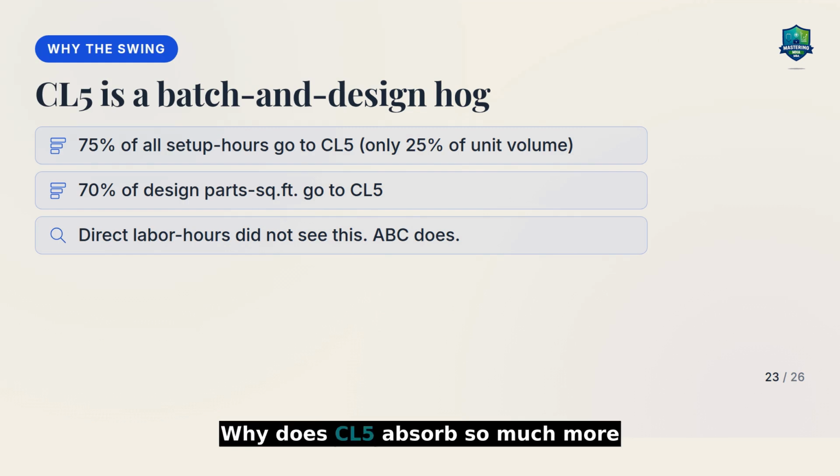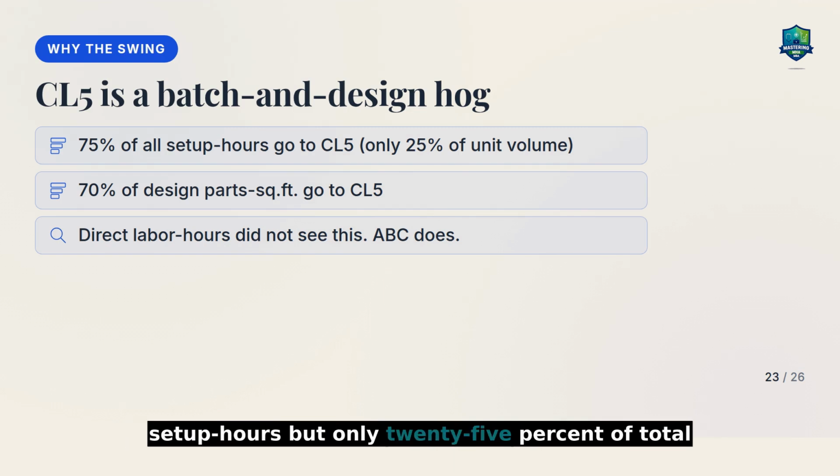Why does CL5 absorb so much more under ABC? Because CL5 uses a disproportionate share of the things that drive costs. CL5 uses 3/4 of setup hours but only 25% of total volume. CL5 uses 70% of design parts square feet. ABC catches that, direct labor hours did not.